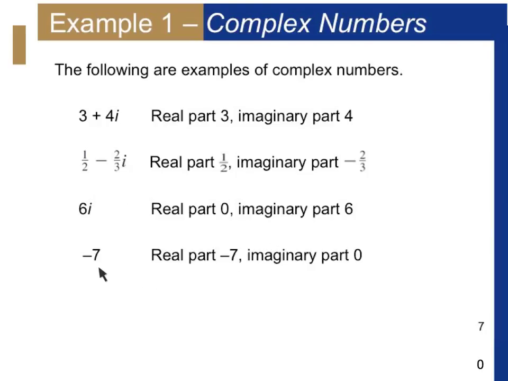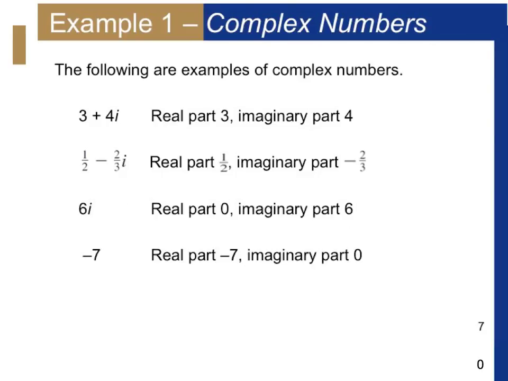And here, this is also a complex number, it just doesn't have the i part. So here our real part is minus 7, and our imaginary part is 0. So it's worth noting here that complex numbers include all the real numbers too, like minus 7 or even 0.